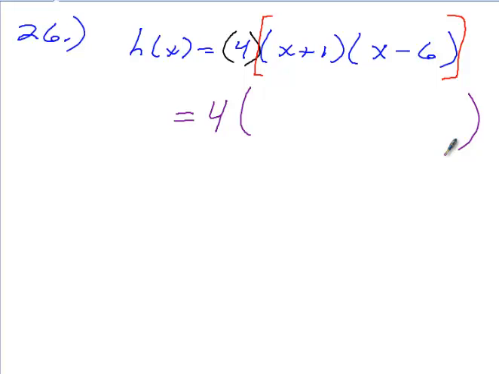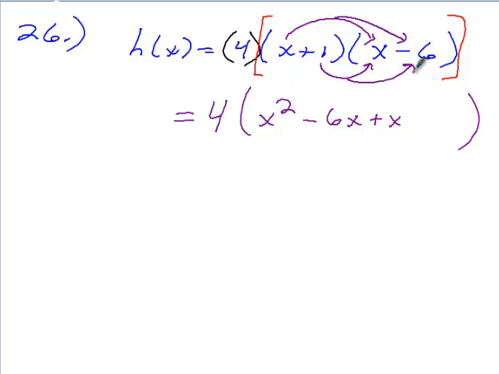So what do you mean by first? Okay, so which items do I multiply together to get the f? Okay, x and x, which is the x squared. And then what do I do? Outside is x and negative 6, right? So I get negative 6x. And then what's after? So that's the f and the o. What's the I? Inside, which is the 1 and the x. So what's 1 times x? And what's the last? 1 and negative 6, which gets me negative 6.